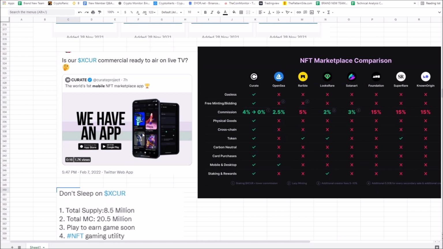They also have this app. They're going to essentially work on a TV commercial for it to air live on TV. This is offered on the App Store as well as Google Play. If you look at their NFT marketplace comparison, everything's checked off here, right? Beats out OpenSea even. Huge. I mean, NFTs are clearly, I mean, McDonald's metaverse, Adidas metaverse, Budweiser metaverse. NFTs are going to be huge in the metaverse. Do not sleep on XCUR.